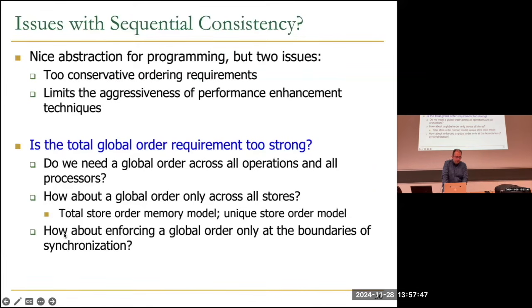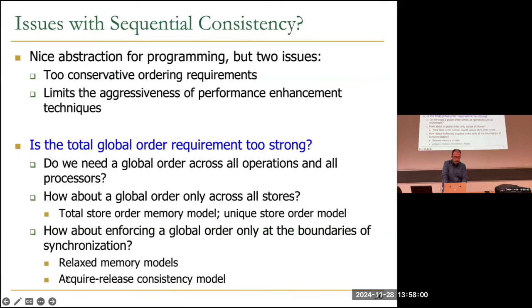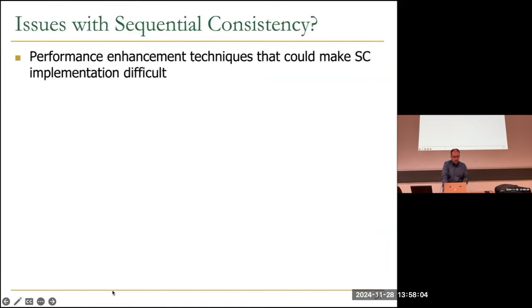And then, for example, you can enforce a global order only at the boundaries of synchronization, which is actually quite interesting. And we're going to see about that today. And this is actually relaxed memory models. You can call this consistency model acquire and release consistency model.